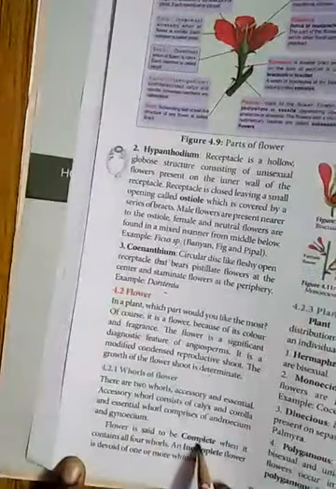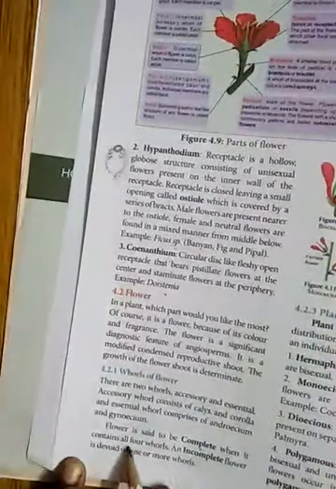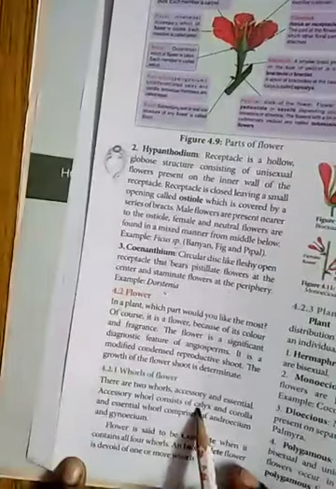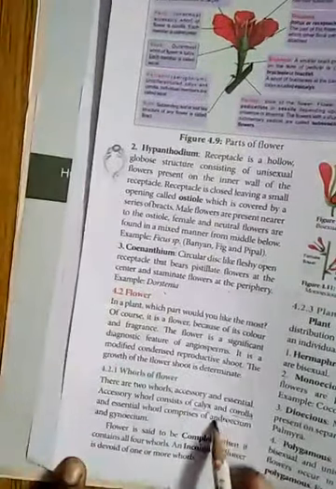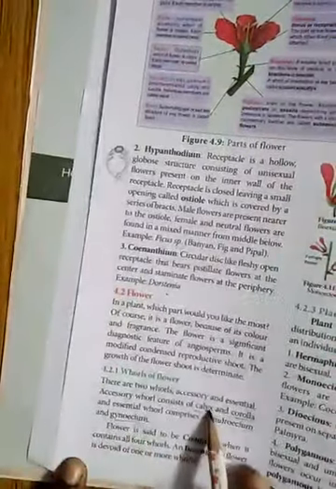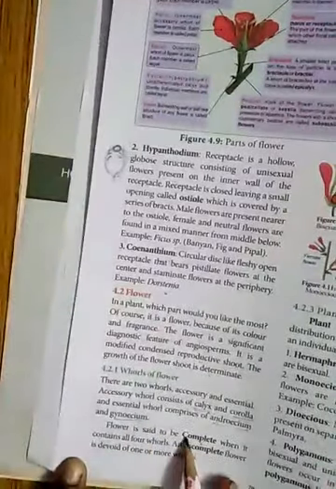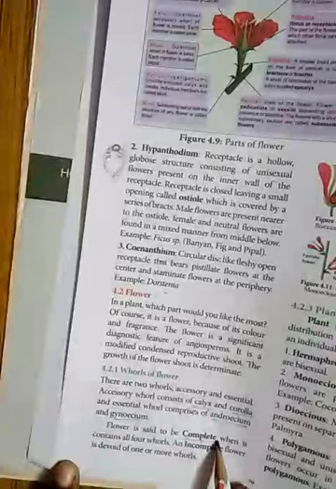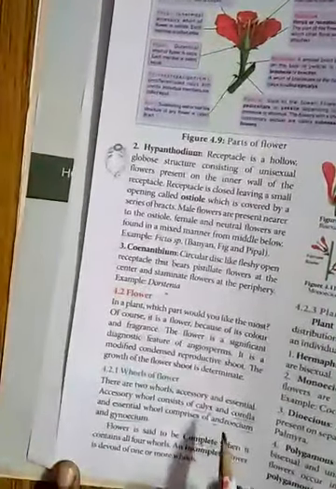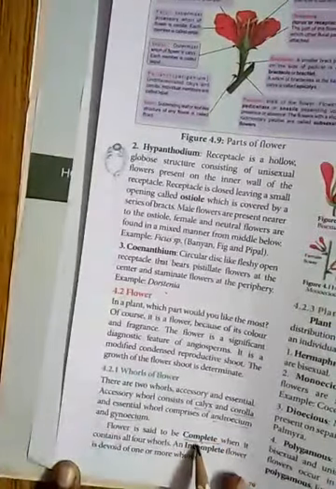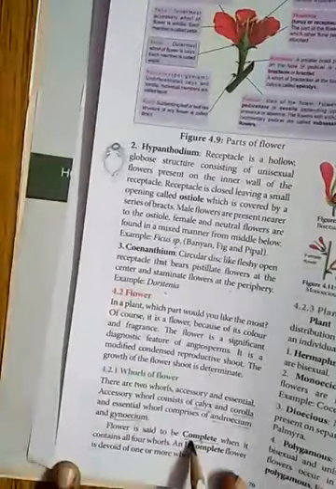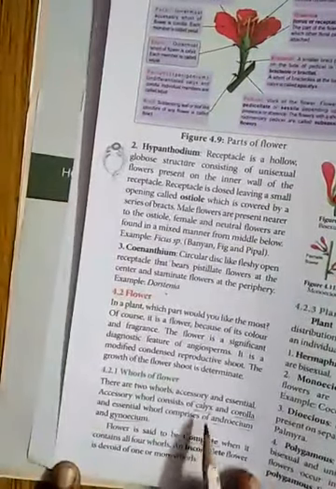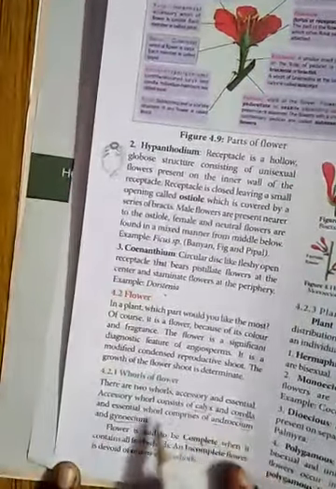A flower is said to be complete when it contains all the four walls. That is, when a flower contains calyx, corolla, androecium and gynoecium. All the four walls are present in the flower. We call it a complete flower. Now these terms you have to remember, children. For the floral diagram and all, you have to remember this. So a flower is said to be complete when it consists of calyx, corolla, androecium, gynoecium.